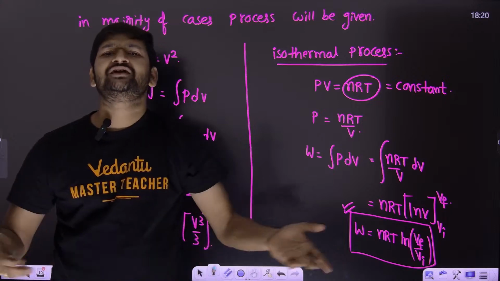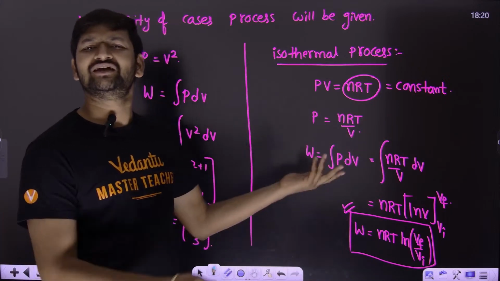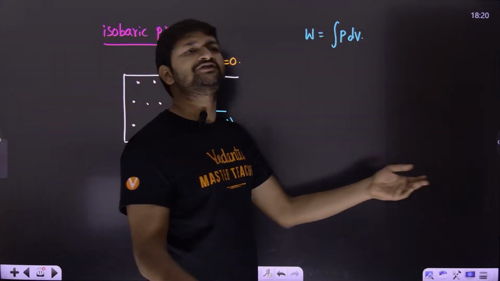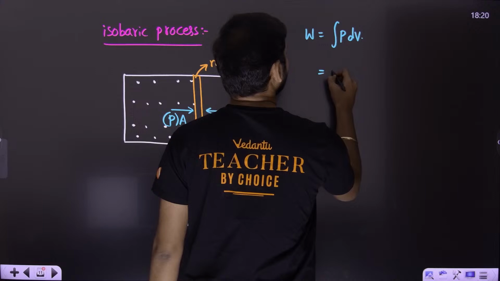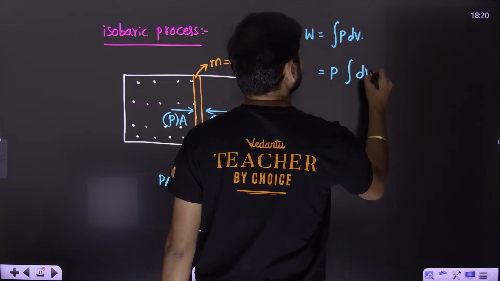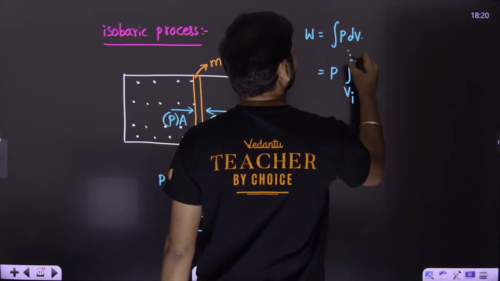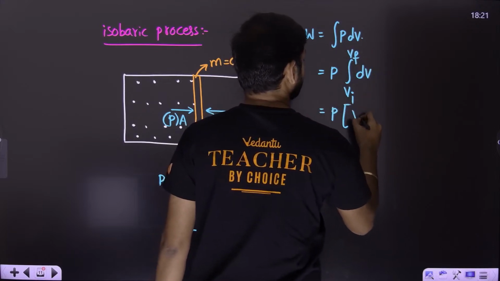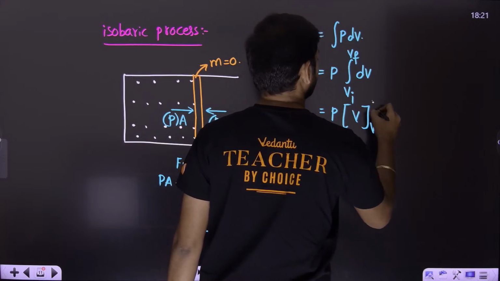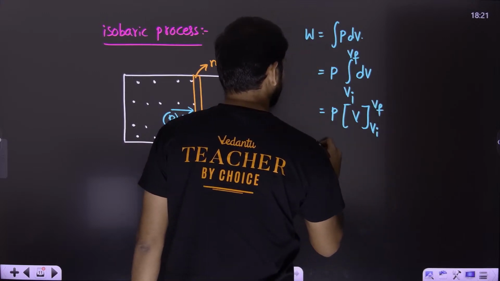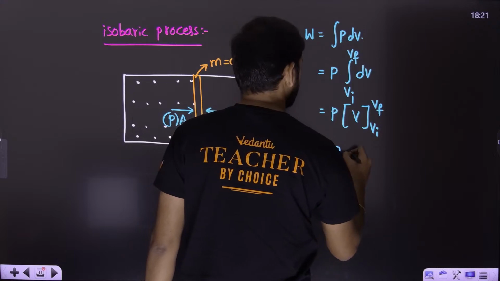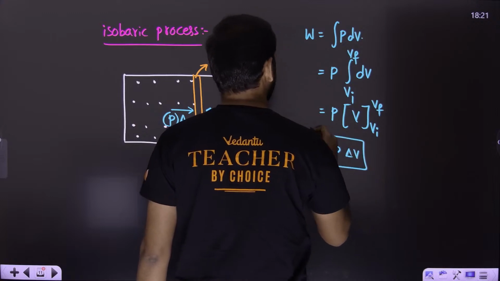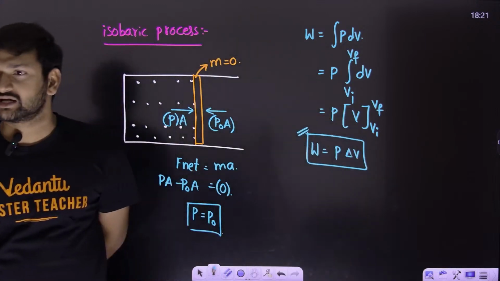If pressure is constant, it's a constant, take it out. So the moment we are going to say it is the isobaric process, pressure is constant. If P is constant, take it out. What's the problem? The initial volume, final volume. Then integral dV is going to be V with limits Vi, Vf. Then the work done is going to be what? P times final volume minus initial volume, which can be written as P delta V. So work done in isobaric process can be written as P times delta V.